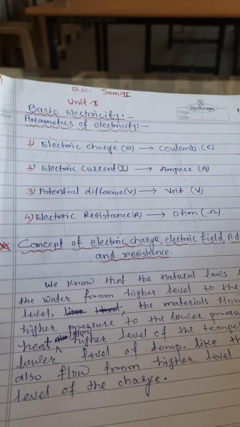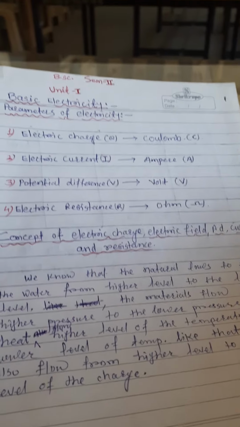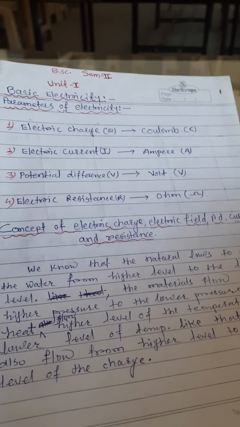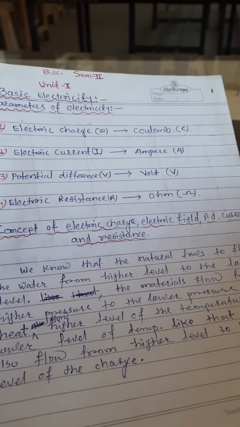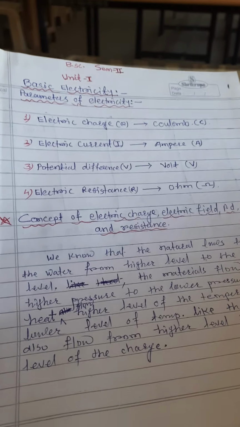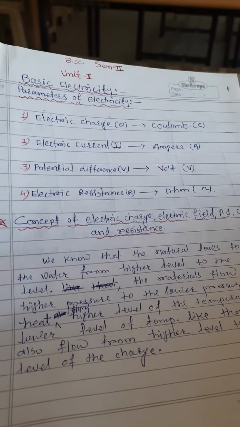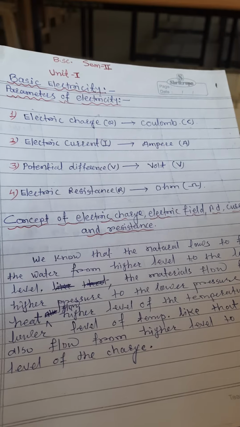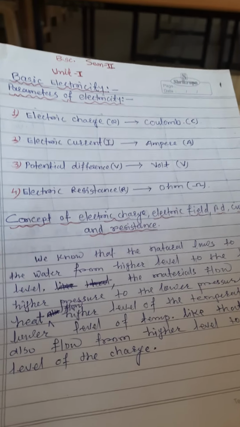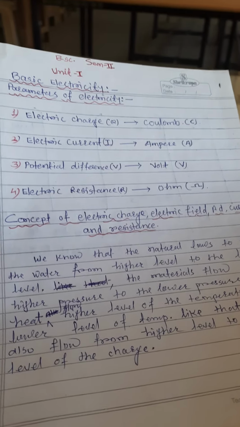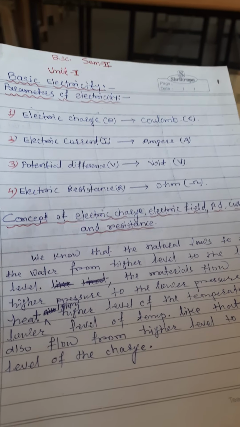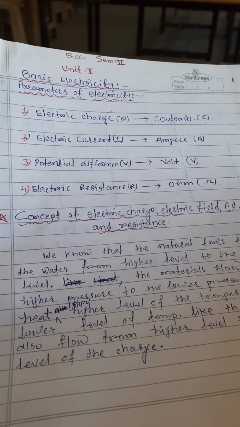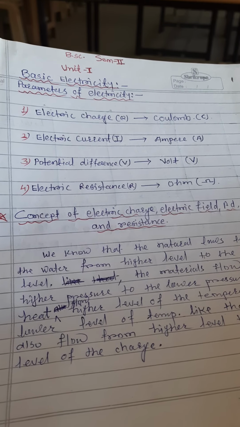We know that electricity has some parameters. The parameters of electricity are electric charge, which is the most important, then electric current, potential difference, which means volt, and electric resistance. So these are the four main parameters of electricity. With these four parameters, it's nothing but electricity.